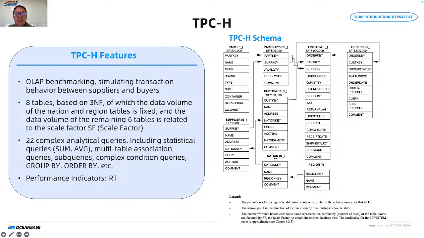covering statistical analysis, multi-table joins, complex conditions, as well as group by and order by operations. The evaluation criteria are mainly the response time of each query. The overall data model of TPCH is a typical snowflake model with a total of 8 tables.